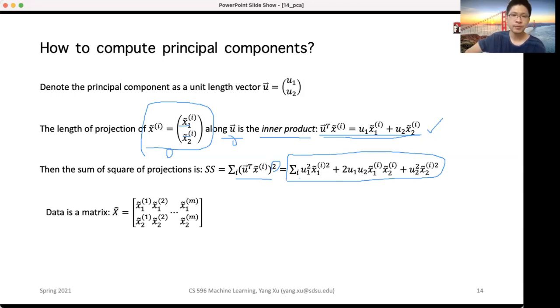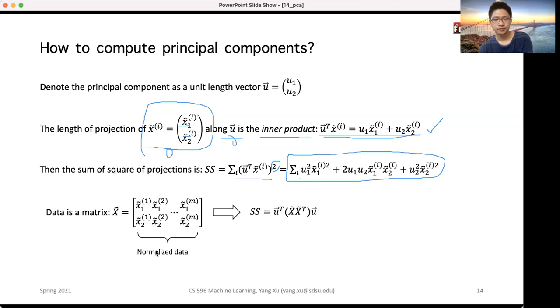Because our data, if we put it into a matrix, it looks like this. It's two-dimensional, and we assume that we have m data points, so that will be a 2 by m matrix, all normalized. So this capital X also comes with a tilde symbol. Okay, so that is our data, right? And actually, the sum of squares, if we put it into the matrix multiplication form, it actually can be written in this way, right?